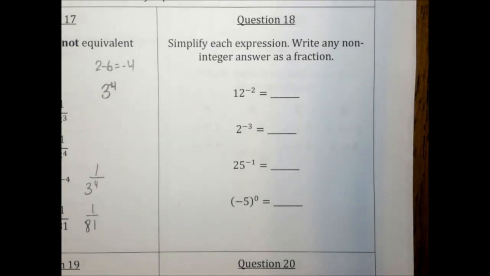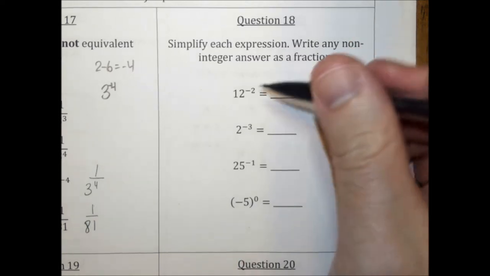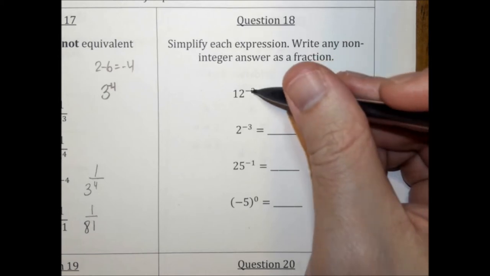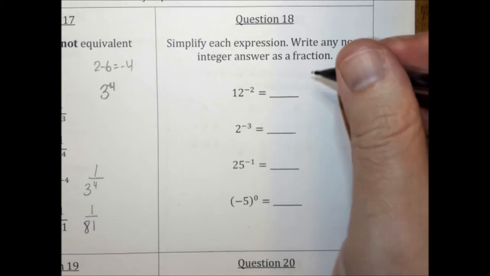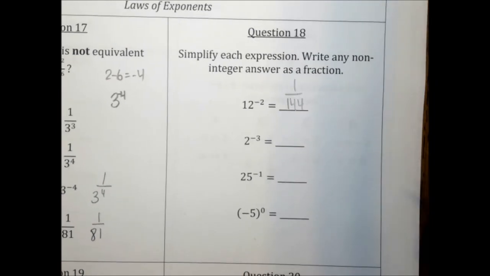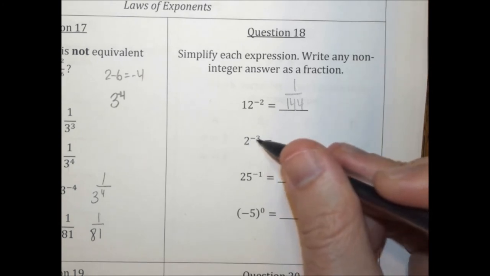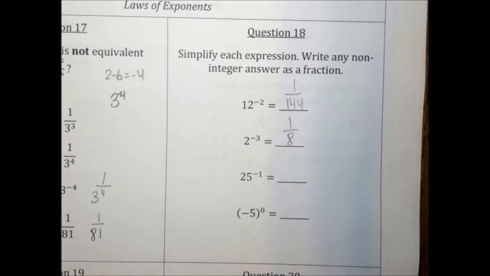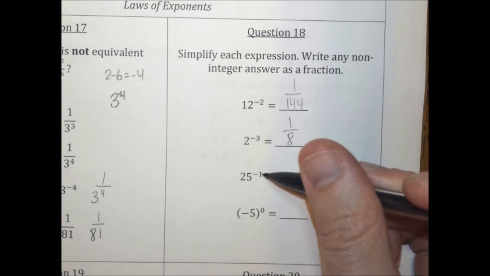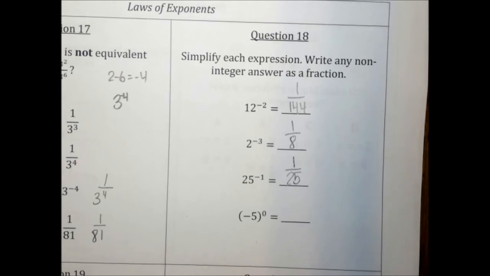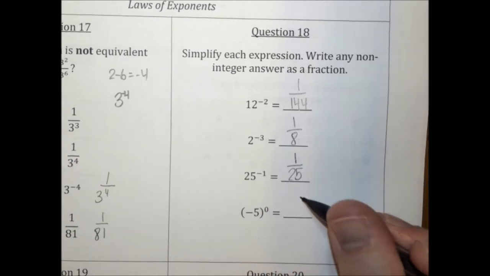Number 18, simplify each expression. Write any non-integer answer as a fraction. So let's do this problem without the negative, 12 squared, which is 144. The negative exponent takes the answer we're supposed to have and takes the reciprocal of it. So instead of 144, it's going to be 1 over 144. Same with this one, let's do without the negative. 2 to the third is 8. The negative exponent takes the answer and flips it upside down to be 1 over 8. 25 to the first is 25, so 25 to the negative first is 1 over 25. And anything to the zero power is 1.